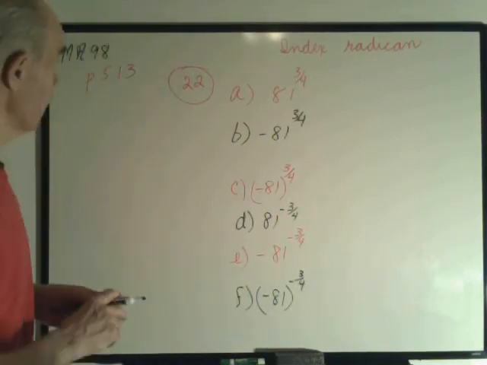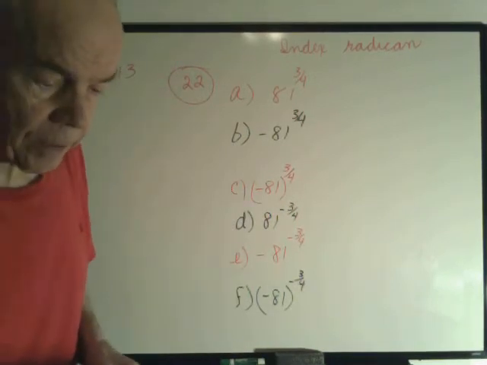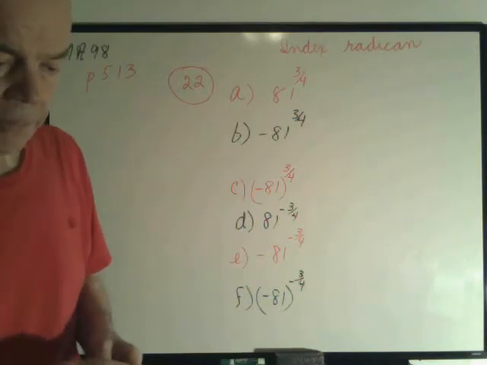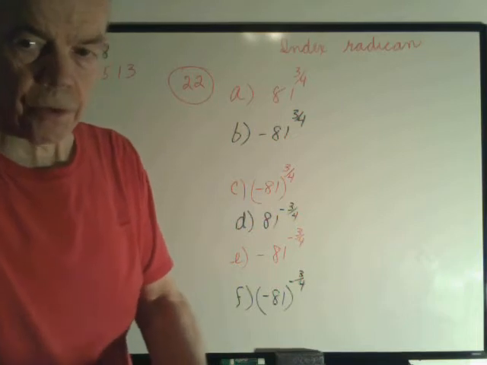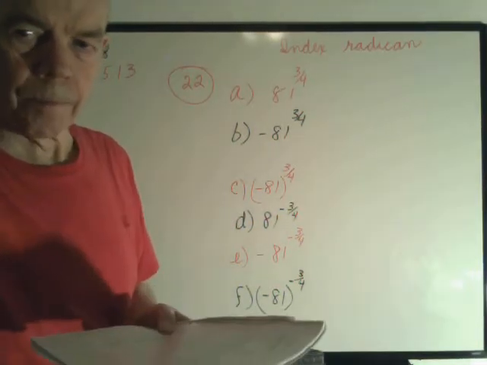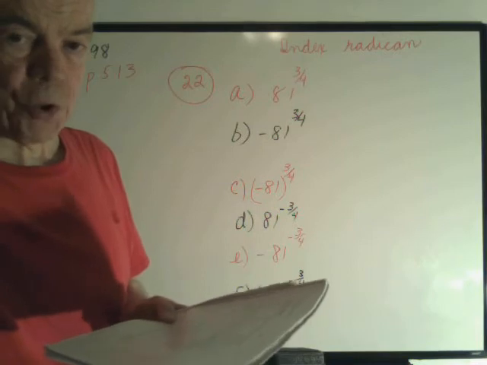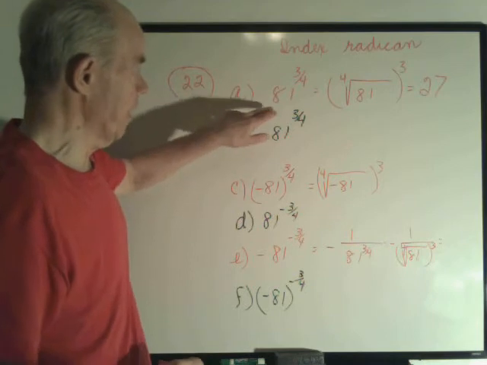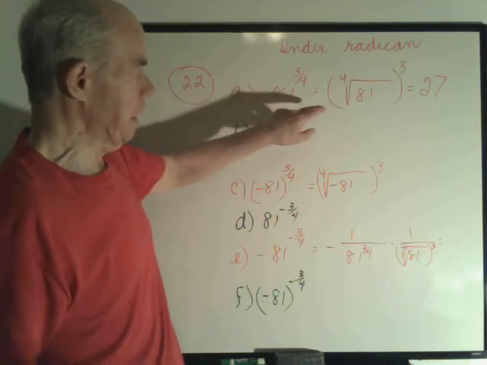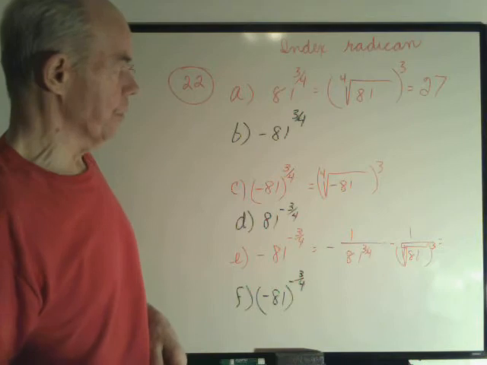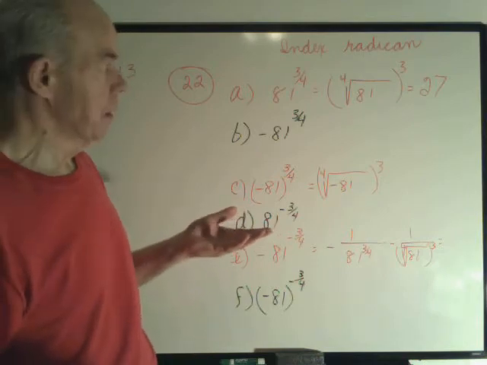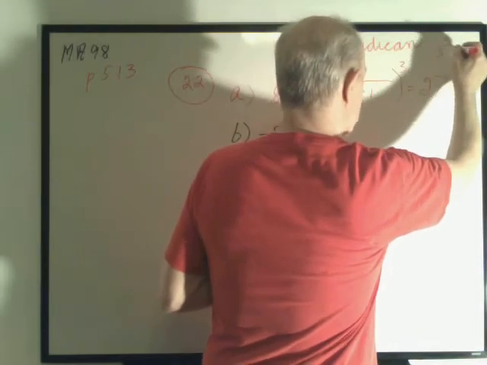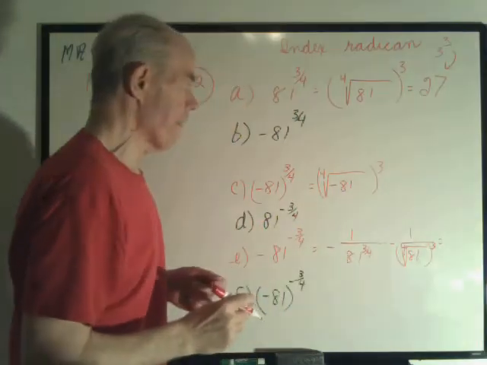All right, page 513. Take a look at number 22. I'm sorry, page 513, number 22. All right, let's look at letter A first. This means that the 4th root of 81 is 3. So what you're going to end up with is 3 cubed, which gives you 27.